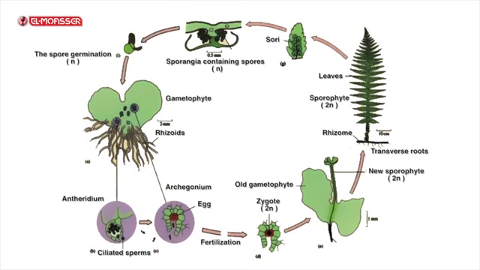So the life cycle of polypodium is considered a typical example of the phenomenon of alternation of generations, where there is a diploid sporophyte phase, 2N, that reproduces asexually by spores and alternates with a haploid gametophyte phase that reproduces sexually by gametes.